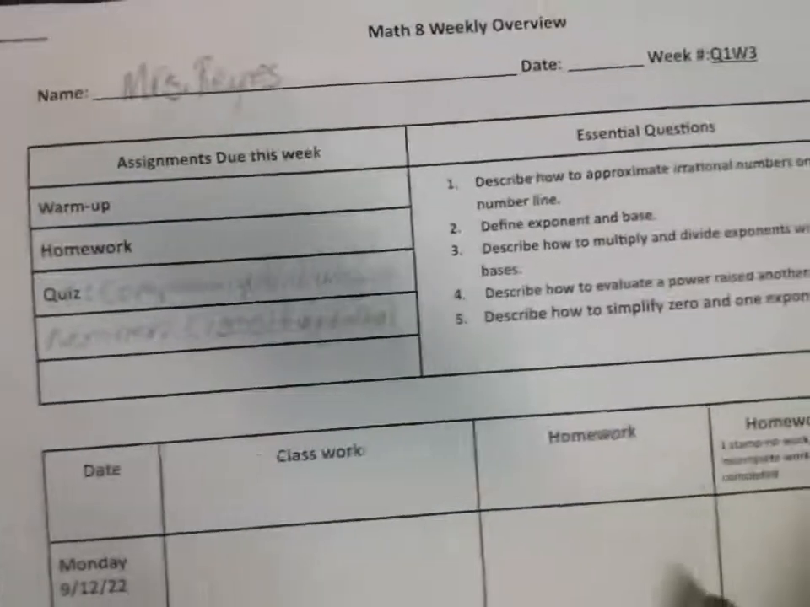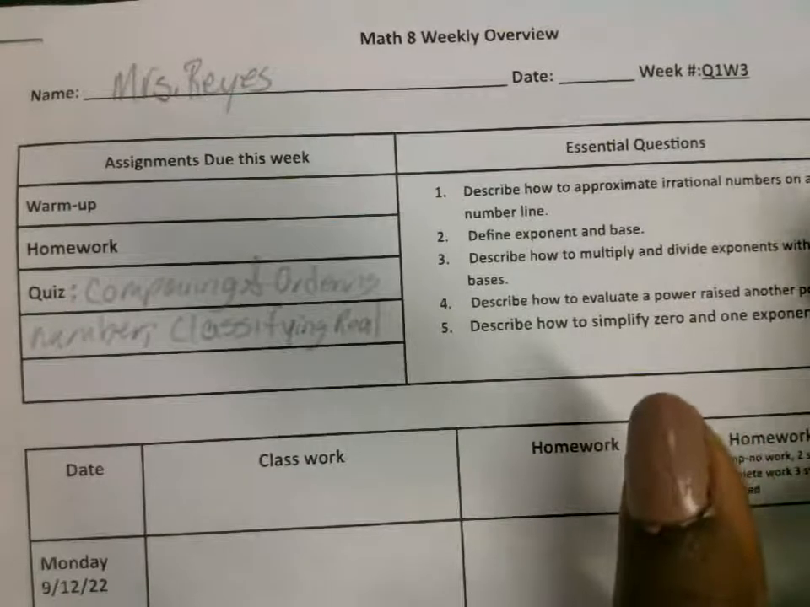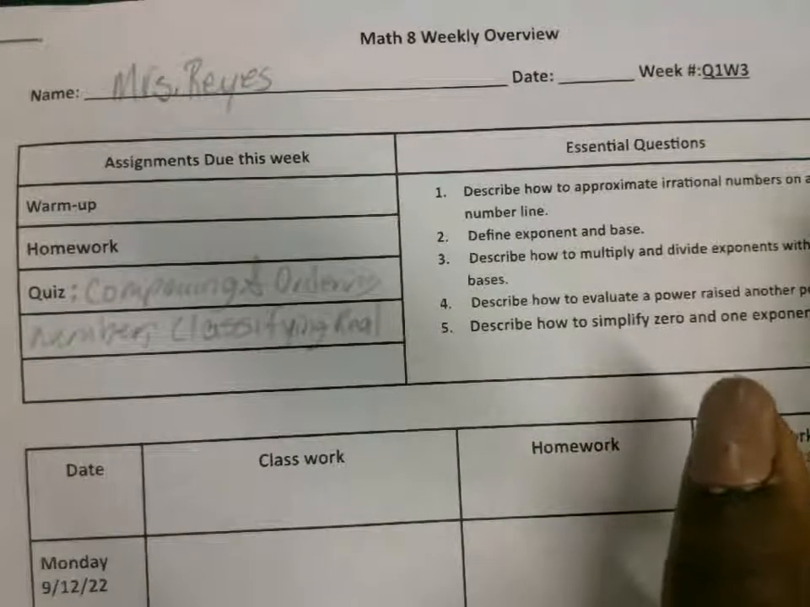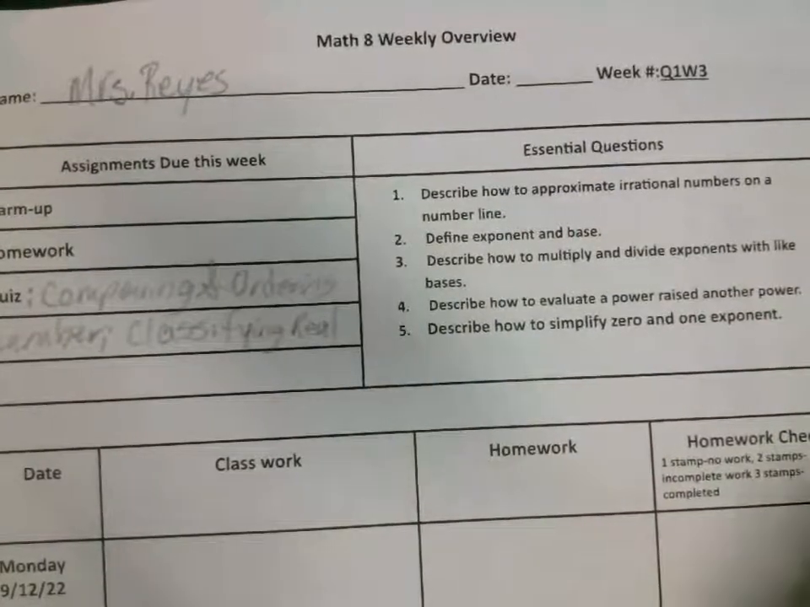Our essential questions are here. These are the questions that we should be able to answer. I don't know that we'll get to number 4 and 5, but we will try. We may not get to 4 and 5, and that's okay because we have next week to cover those things as well. Our first essential question is describe how to approximate, or estimate, numbers on a number line. Those non-perfect roots, we're going to be putting those on number lines this week.